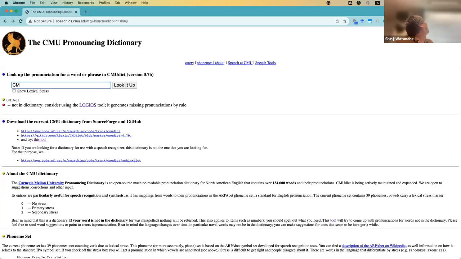Okay, CMU is converted to CMU. Okay, cool. And next, let's type Watanabe, my name. Do you think it is included in the CMU dictionary? Watanabe. It's actually included. Watanabe is a very common name in Japanese, so that's probably why it is included.